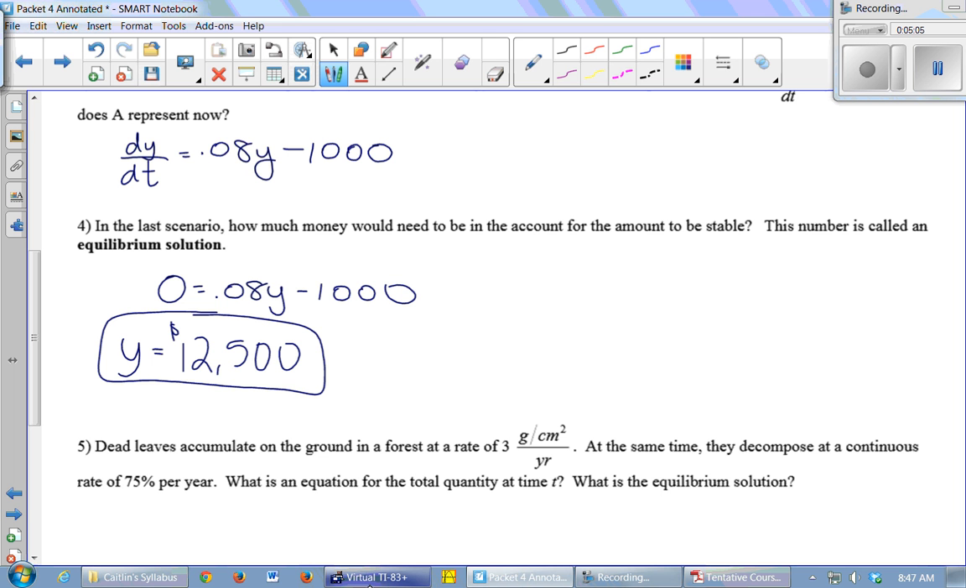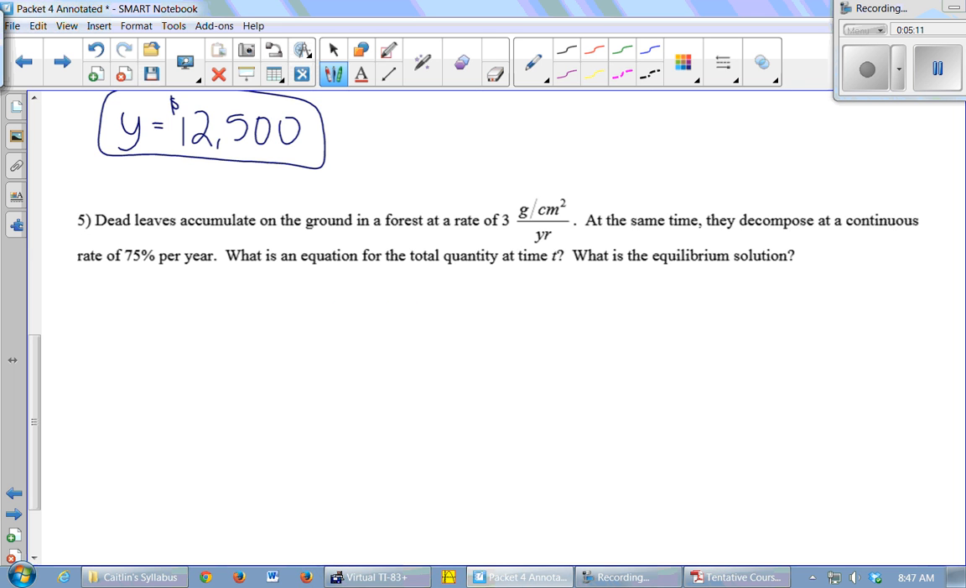All right, so here's another one. Dead leaves accumulate on the ground in a forest at a rate of 3 grams per square centimeter per year. At the same time, they decompose at a continuous rate of 75% per year. What is an equation for the total quantity of leaves at time t?